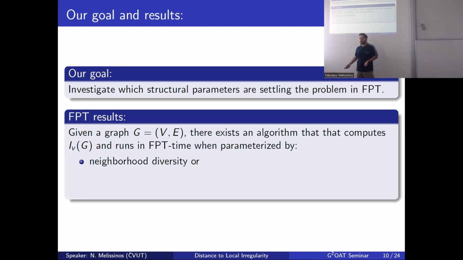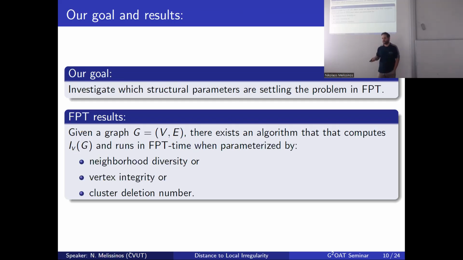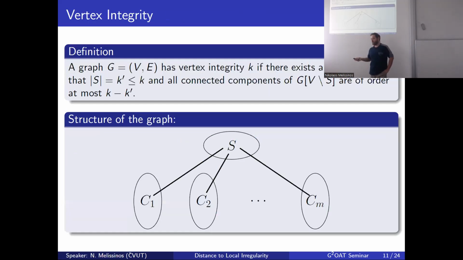Okay, so what we managed to do is get some FPT results: you can compute a minimum vertex regulator parameterized by neighborhood diversity, vertex integrity, and cluster deletion number. So let me start with the FPT algorithm for vertex integrity.